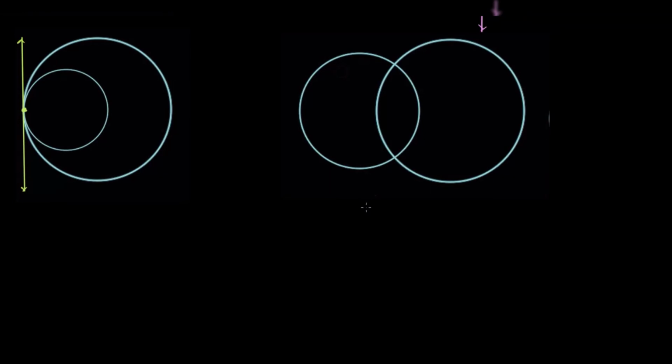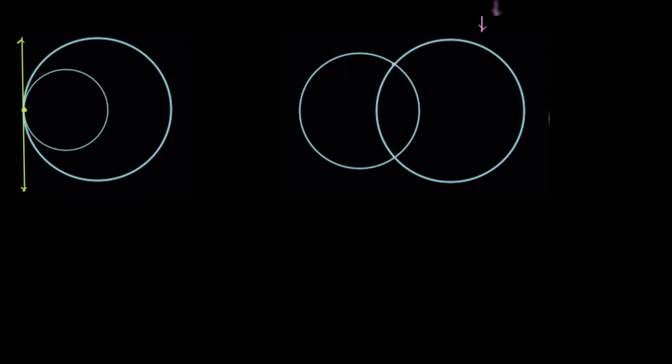These are intersecting circles, and they intersect each other at 2 different points over here. Now these 2 circles over here, the small one and the big one, they also intersect each other, and they intersect each other at only 1 point over here, and they're called tangent circles. But the smaller circle is inside the bigger circle.